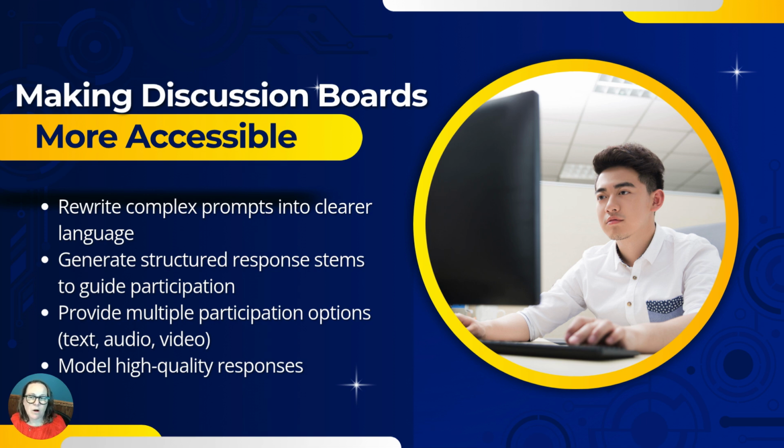You can also offer multiple ways to respond, such as written posts, short video responses, or audio reflections. This really aligns with inclusive design, so students can choose how they express their understanding. Finally, it can be helpful to model a strong response. AI can generate an example, which you then can refine to demonstrate what a thoughtful, complete discussion post might look like.